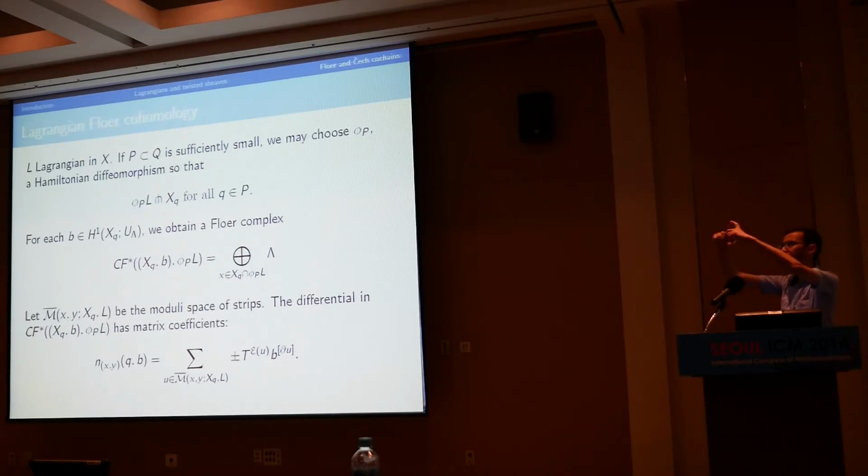So what you do is you take a disk, and on the upper part of the disk, you put L as your boundary condition. On the bottom part of the disk, you put the fiber as your boundary condition. And at the two points where they meet, you should put a condition that requires it to map to an intersection point of the Lagrangian with the fiber. So that's what this notation is about. If you give me X and Y, which are intersection points of the Lagrangians X, Q, and L, then I can consider the moduli space that maps from the disk to the symplectic manifold with these boundary conditions satisfying some PDE.